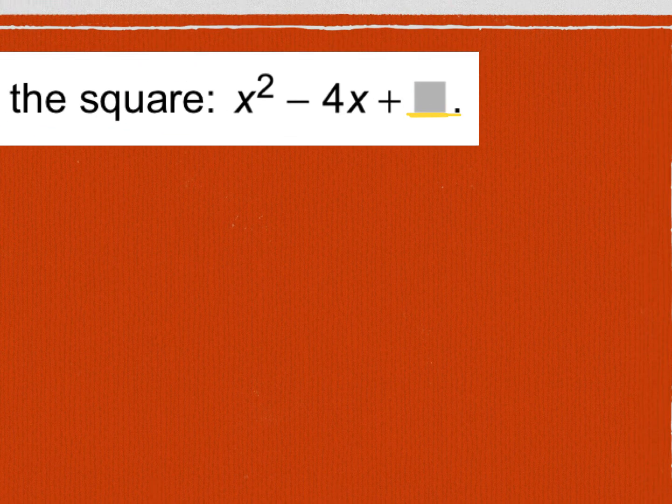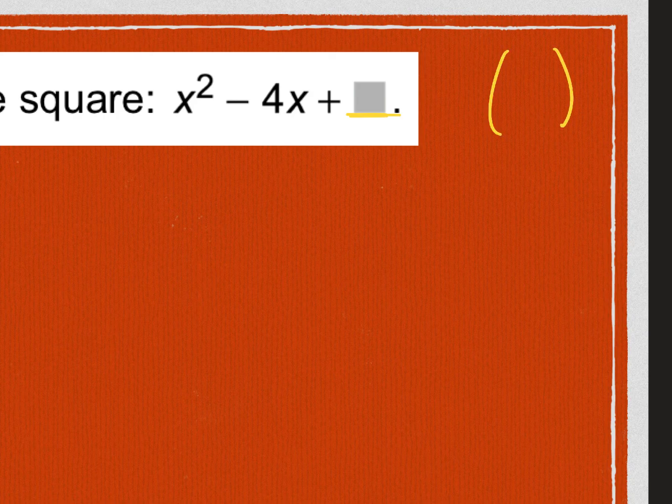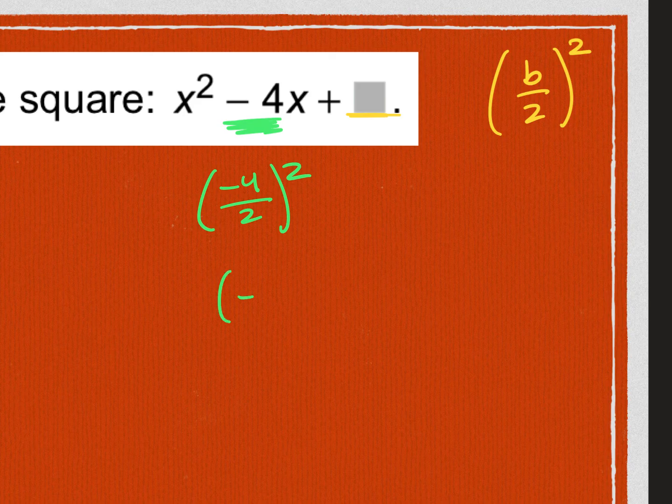All right, so we're using our formula. What's our formula? B over 2 squared. What's our b here? Negative 4 is the b. So we have negative 4 over 2 squared. What's negative 4 over 2? Negative 2. What's negative 2 squared? 4. So 4 completes the square.